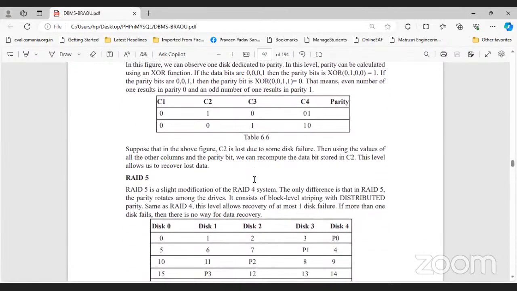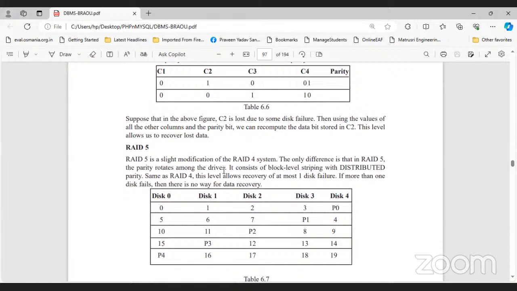Next one, the fifth level. It is a slight modification of the RAID 4 system. The only difference is that in RAID 5, the parity rotates among the drives. In the hard disk we saw a drum that rotates like this. Here also the parity will rotate among the drives.